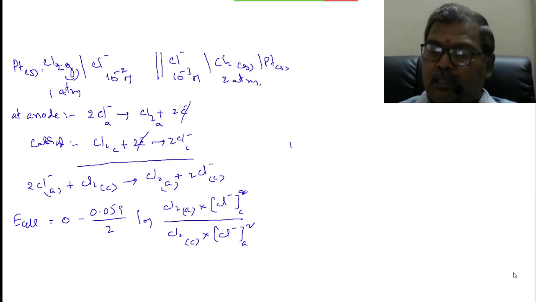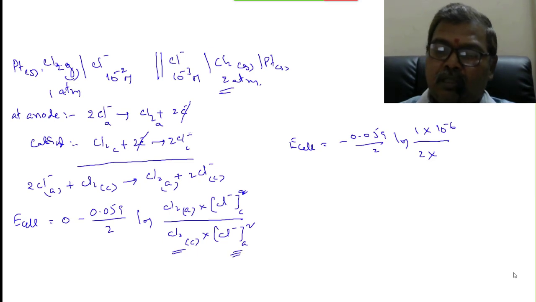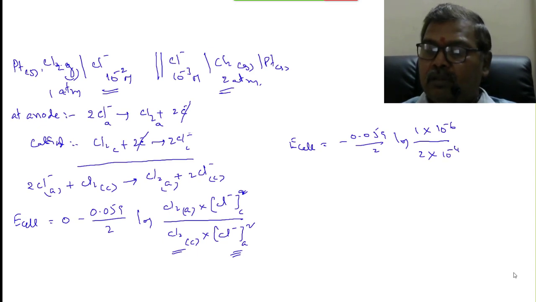So E cell is equal to minus 0.059 by 2 log of chlorine active mass in the anode half cell, 1 atmosphere, and Cl minus concentration square in the cathode half cell, so 10 power minus 3 square, which is 10 power minus 6, by chlorine active mass in the cathode half cell, 2 atmospheres, and Cl minus concentration in the anode half cell, which is 10 power minus 2, so 10 power minus 2 square, 10 power minus 4. So you simplify this, you will get the EMF of the cell.